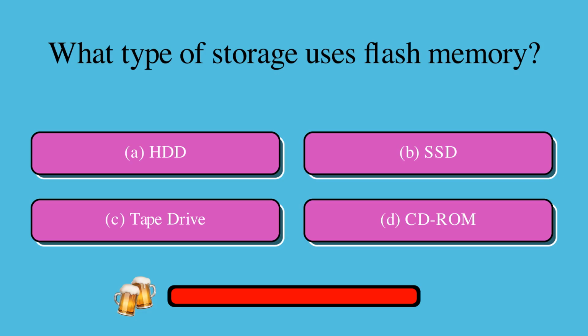What type of storage uses flash memory? Is it A, HDD, B, SSD, C, tape drive, or D, CD-ROM? The correct answer is B, SSD.